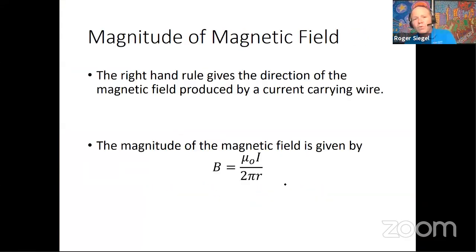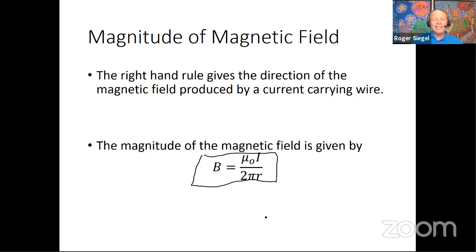Now, the right-hand rule tells us the direction of the magnetic field around the current carrying wire, but this formula tells us the magnitude. You can see this formula is the magnetic field B is equal to mu naught I over 2 pi r. Now that is a formula that you will not be tested on. For some reason, that formula is not on the AP Physics C formula sheet, even though it's probably the most used formula in magnetism. But there are reasons for that, and so we'll move on.